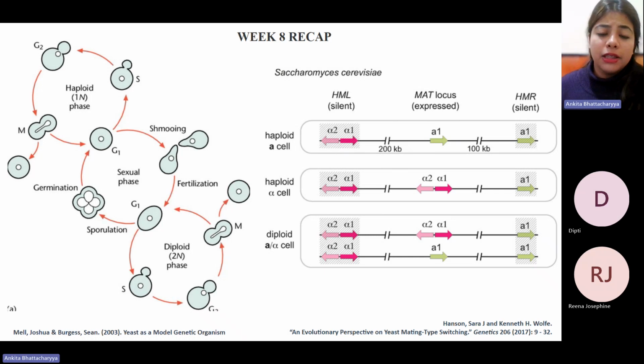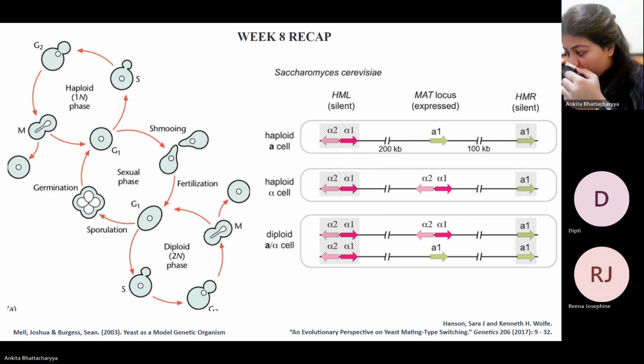So keeping this form of the yeast life cycle in mind, we can now look at how exactly this mating type is generated. Whenever we say mating type, it means there must be some genetic difference between these two. How does that come about?